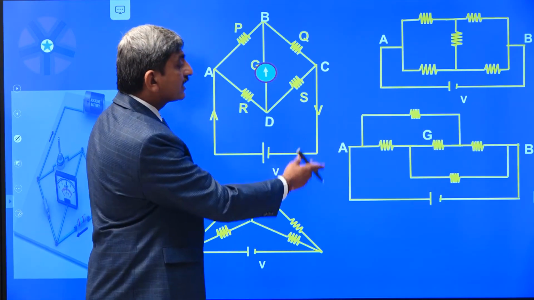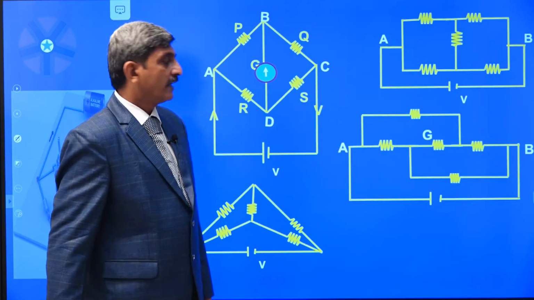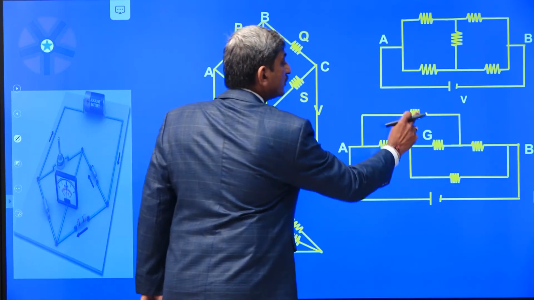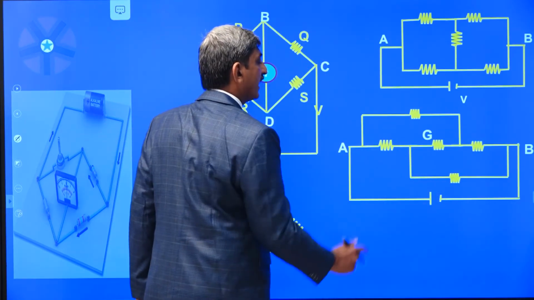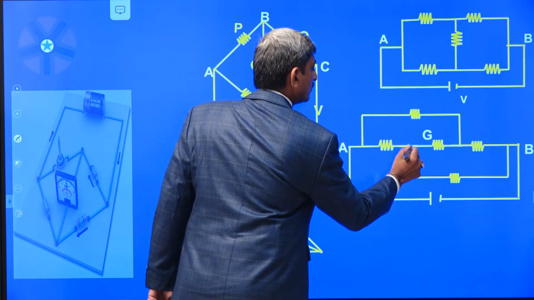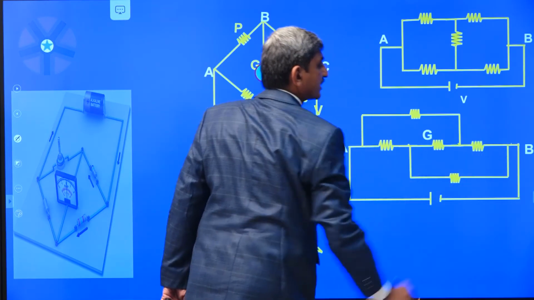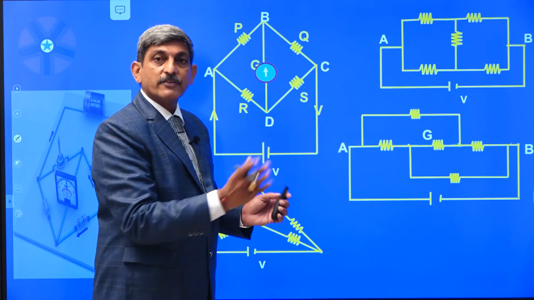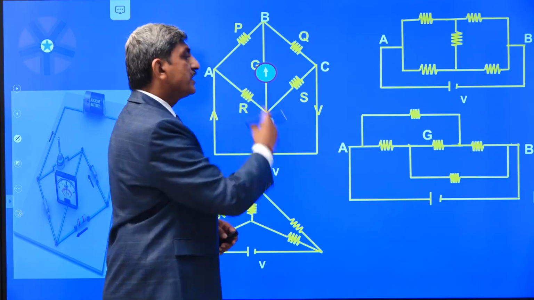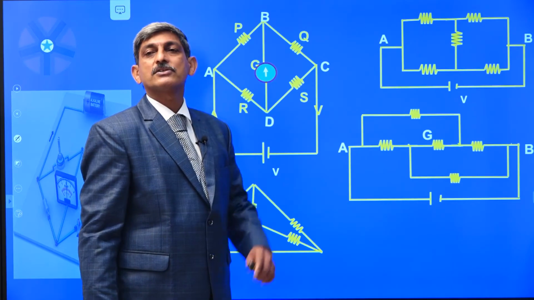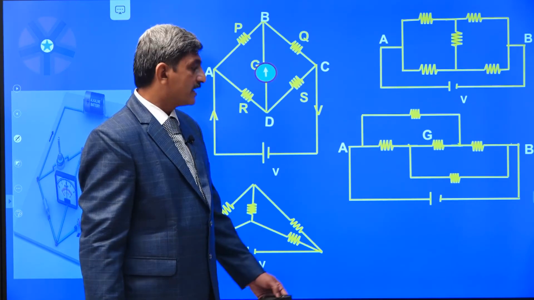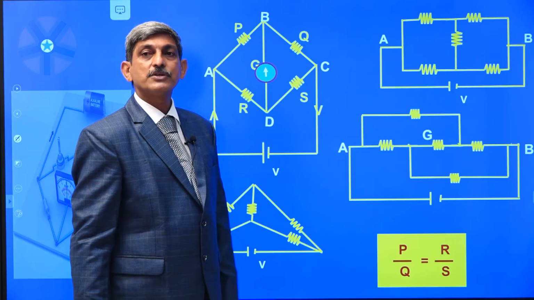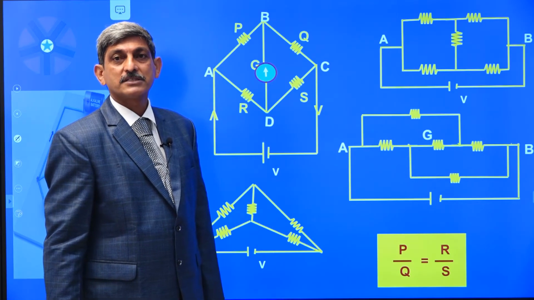See another network in a different form. Here also there are 1, 2, 3, 4, 5 resistors and there are 1, 2, 3, 4 junctions. Now this network can also be modified as the Wheatstone bridge. For this network also we can apply the balancing condition of the Wheatstone bridge, that is P by Q is equal to R by S.